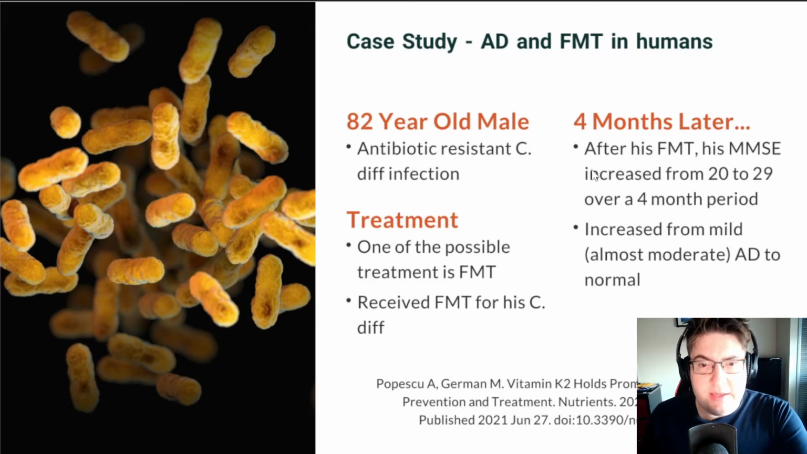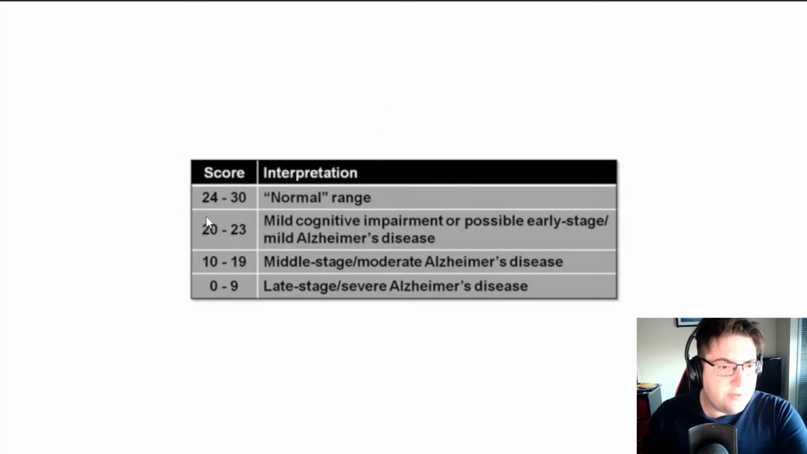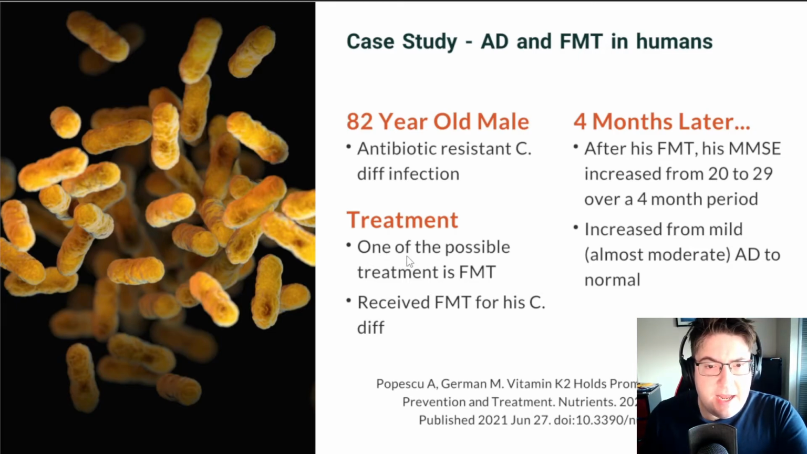Four months after his fecal microbiota transplantation, his MMSE, as we saw earlier, which is an objective measure of his cognitive functioning, increased from 20 to 29 over a 4-month period. His score of 20, if we look over here, was kind of borderline, because if he had dropped one more point, he would be in moderate Alzheimer's disease. But he was currently in mild Alzheimer's disease. So think of it as mild to moderate Alzheimer's disease. And after getting this fecal microbiota transplantation, it increased from mild to moderate Alzheimer's disease to normal, and even to the high end of normal.